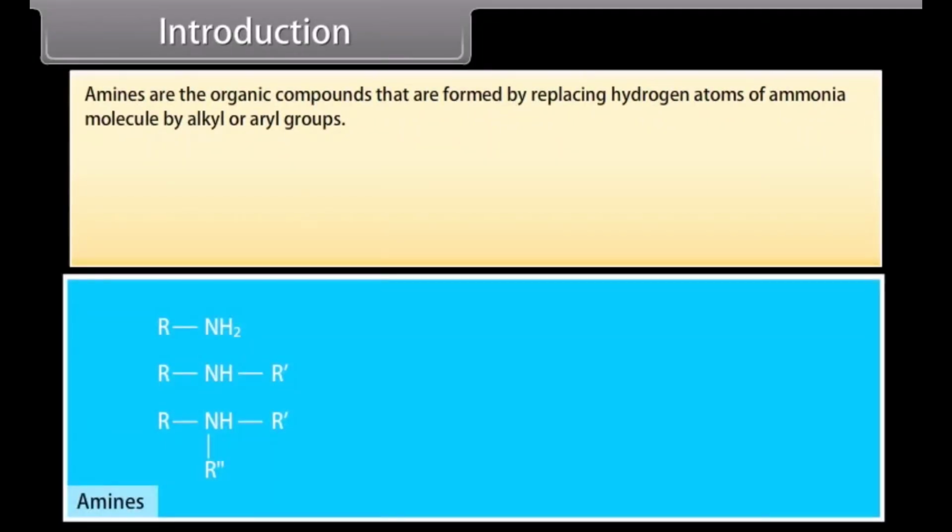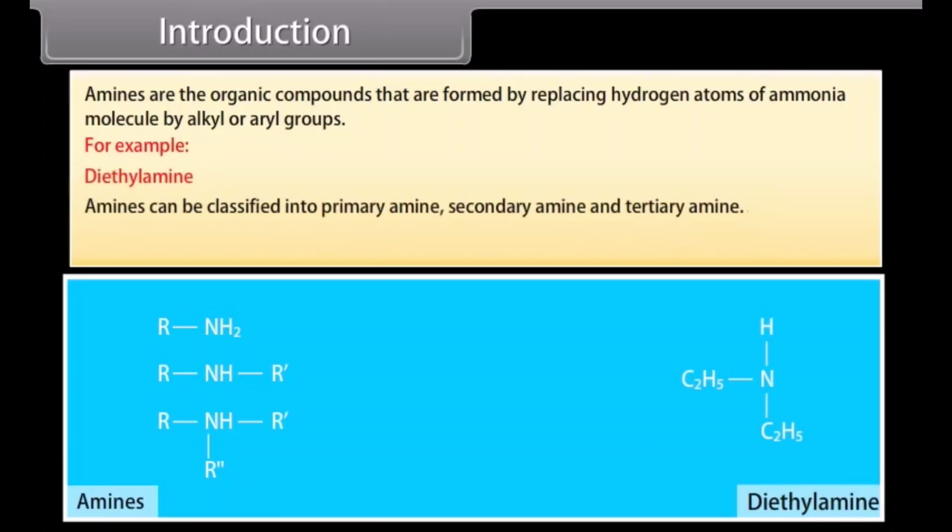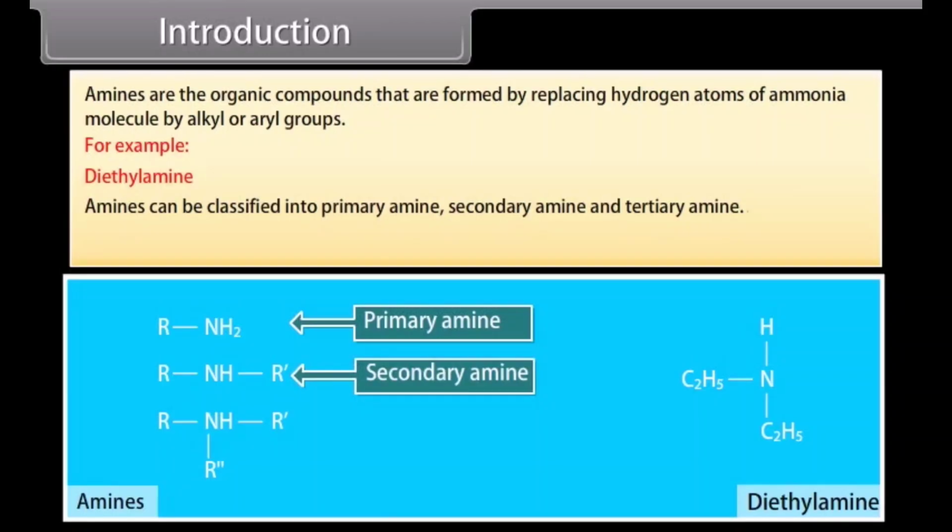Amines are the organic compounds that are formed by replacing hydrogen atoms of ammonia molecule by alkyl or aryl groups. For example, diethylamine. Amines can be classified into primary amine, secondary amine, and tertiary amine.